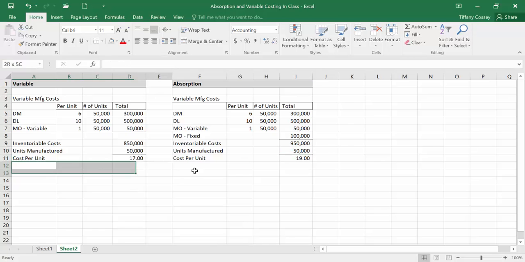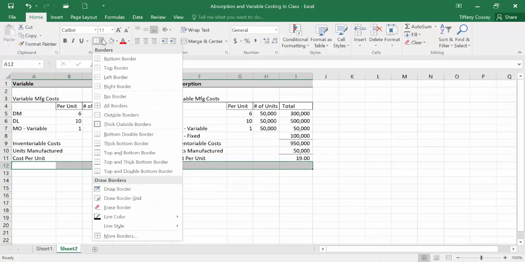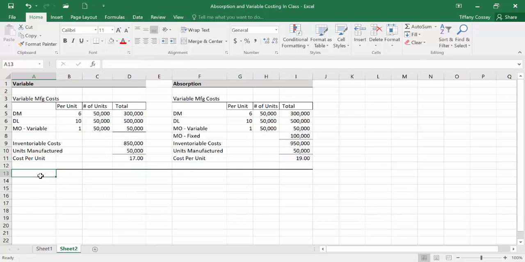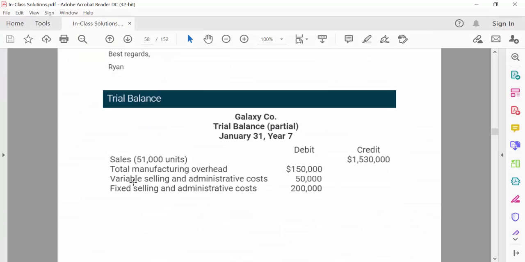Okay, and then I'm going to draw a line, and I'm going to come down here and do my income statement. So for variable costs, we do a contribution margin format income statement. For absorption costing, we do a straightforward regular financial statement for the income statement. But both of them are going to start with sales. So we put our sales line in, then we go back and look at our sales again. It says we sold 51,000 units, which was $1,530.